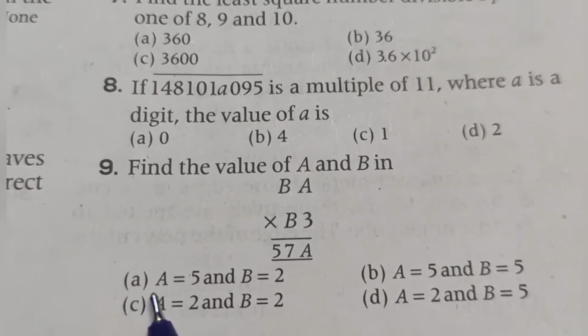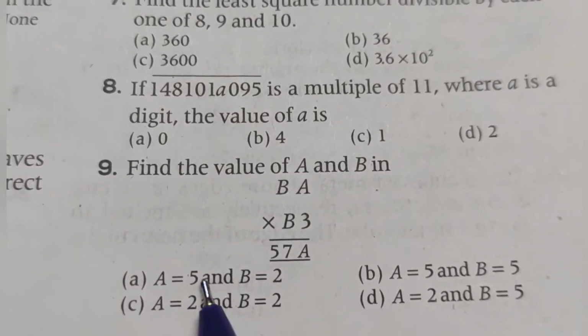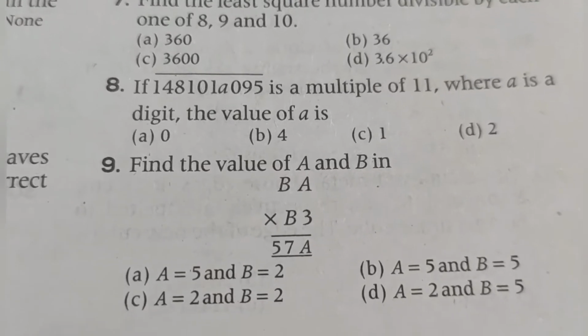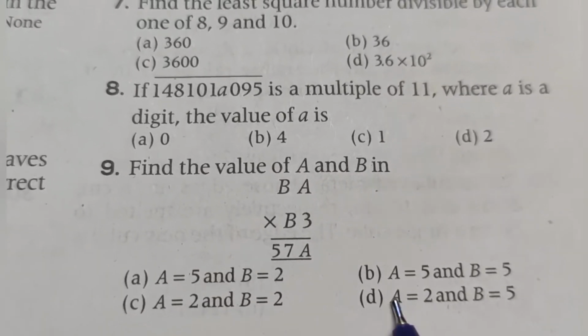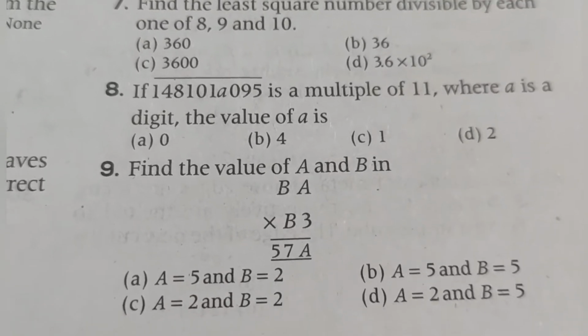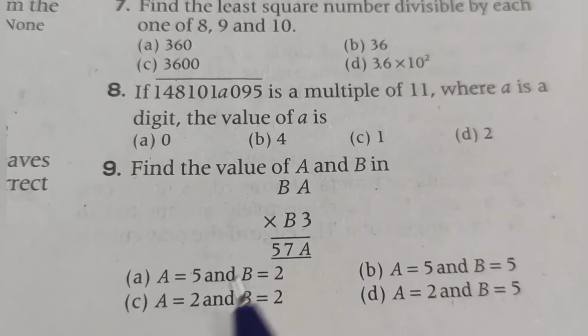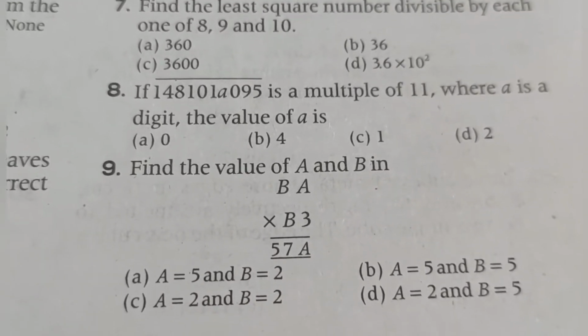There are two options which show A as 5, A equal to 5, A equal to 5. And in these two options, they have shown A as 2. No, so I am not going to take option C and option D. I will be taking either option A or option B. And the next one we have to apply and check.